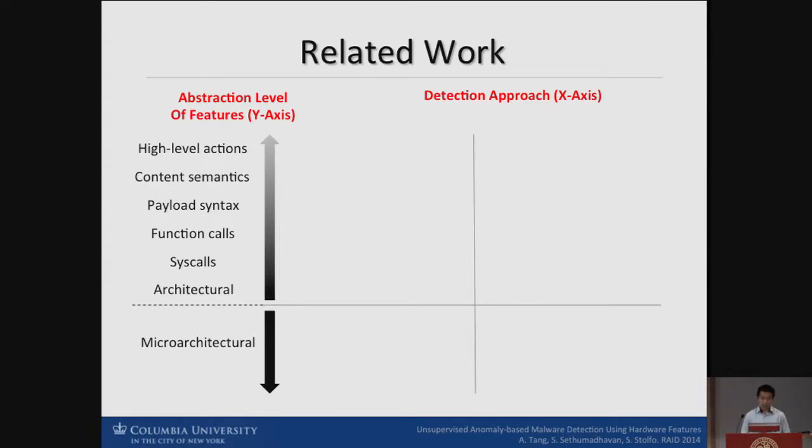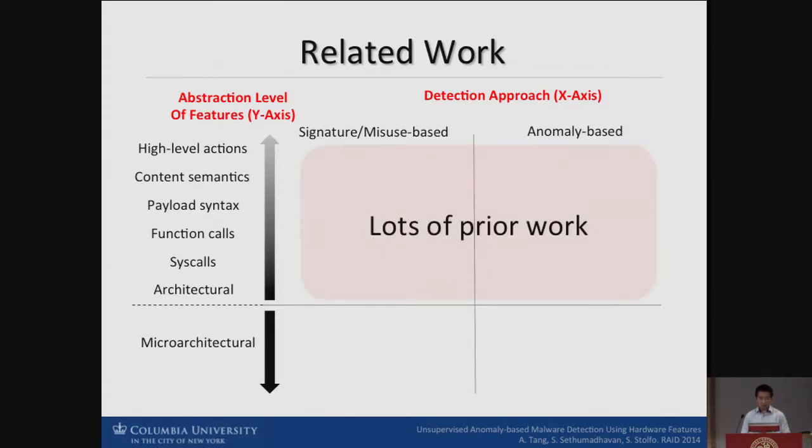On the x-axis, we classify the detection work based on 2 main approaches, namely the signature-based, misuse-based kind, and the anomaly-based works. Simply put, the signature-based works look for bad behavior. This is roughly a blacklisting versus a whitelisting kind of approach. Signature-based works would be something like blacklisting, where you look for bad behavior of the malware. And anomaly-based work profiles the normal behavior, and looks for malware that deviates from this normal behavior. So there is a lot of previous work that uses features above the microarchitectural features.